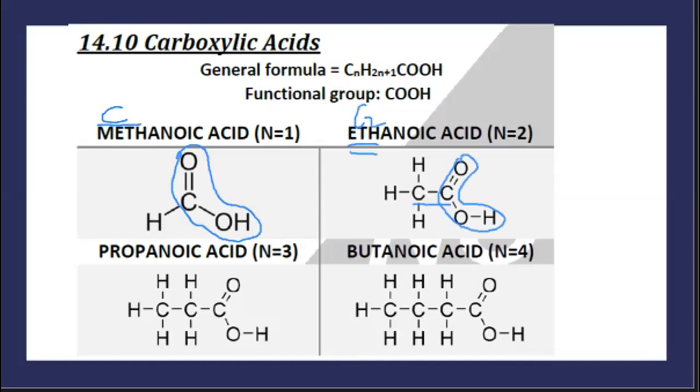Propanoic acid, we have three carbons present, so meth, eth, prop, three carbons, and there's that C double bond O OH group. Then you have butanoic acid. You have four carbons present, but again, there is that C double bond O OH group. In all of them, you're seeing C double bond O OH. There is that functional group for acids.